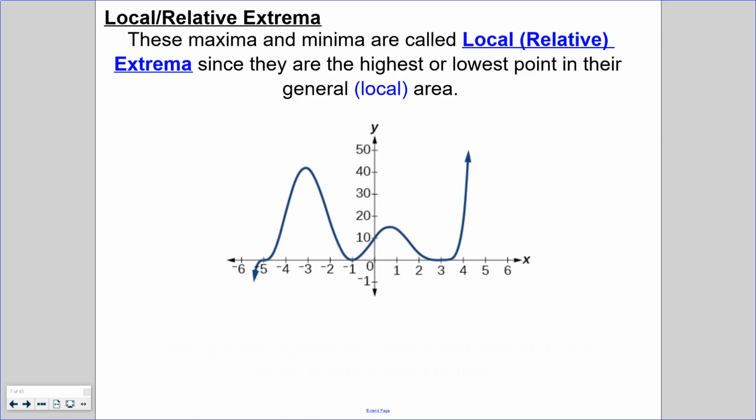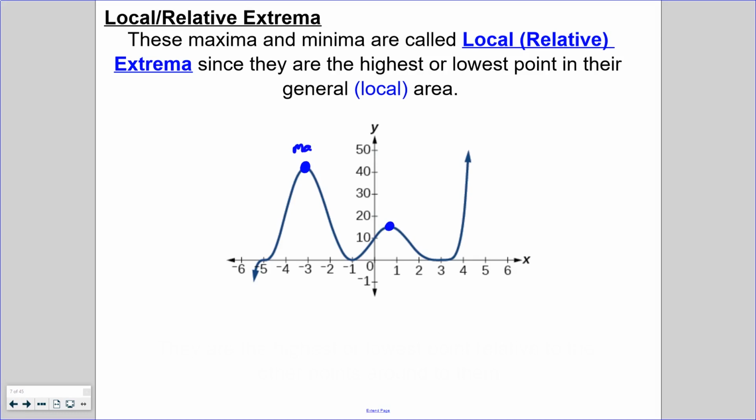So one way that we can find them is that local or relative extrema are called, or let me start that slide over. Alright, so these maxima and minima are called local or relative extrema since they are the highest or their lowest point in their general or local area. What do I mean by that? Well, if we look at this particular function, we have two peaks. We have a peak right here, and we have a peak right here.